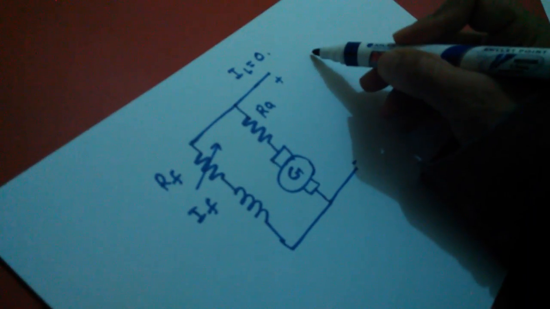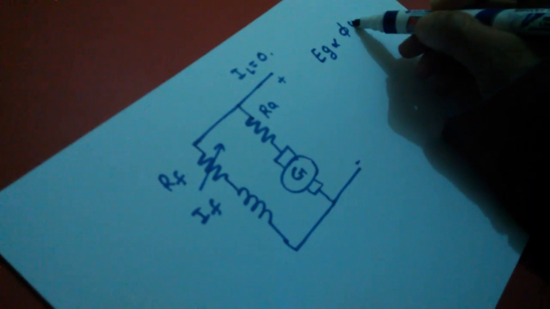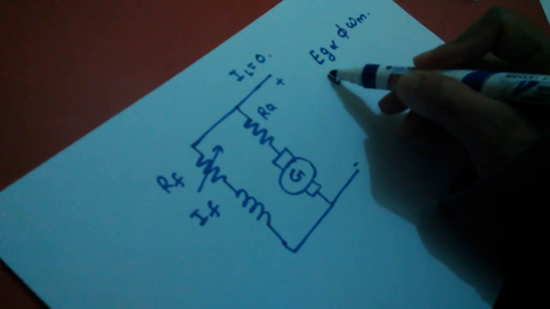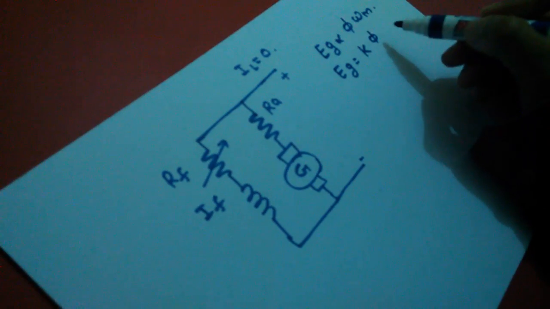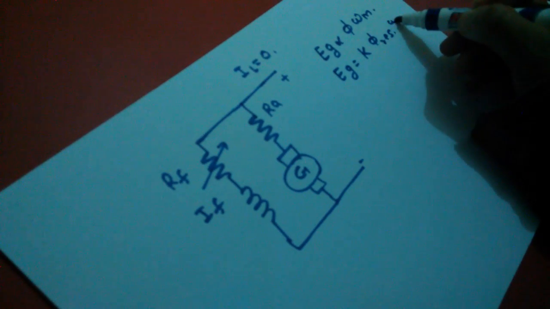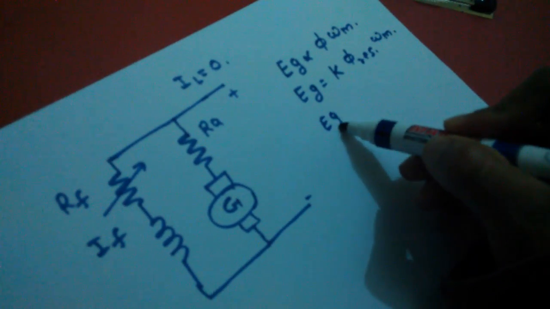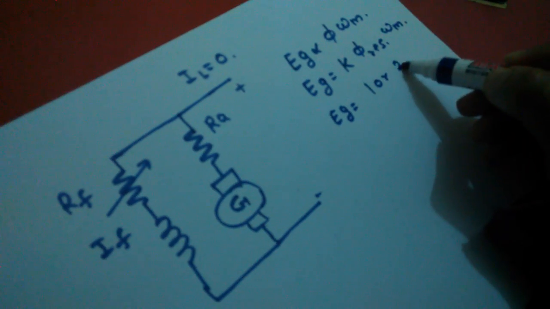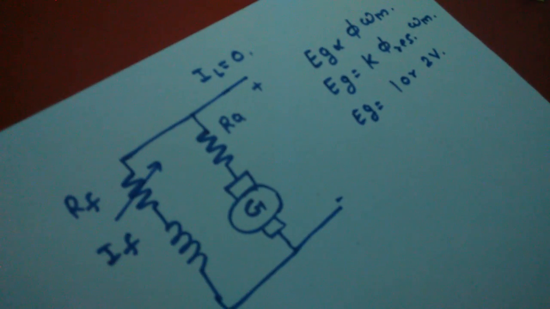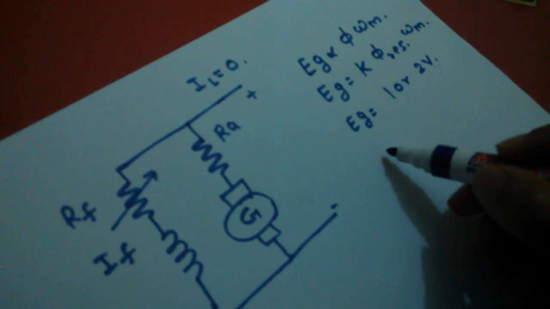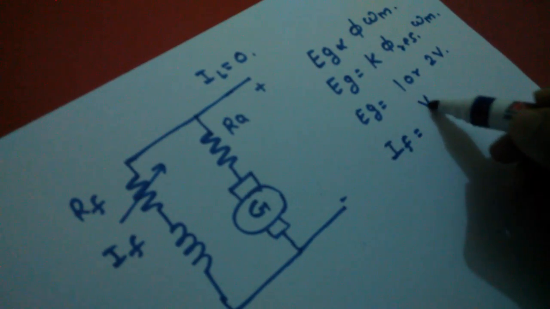So that's why we can say Eg is proportional to phi omega m. We can take phi residual as a constant, so Eg is proportional to phi residual into omega m. A small voltage of Eg equal to 1 or 2 volts will be enough to build up the voltage in the shunt generator. So we know that the field current is equal to V upon RF.